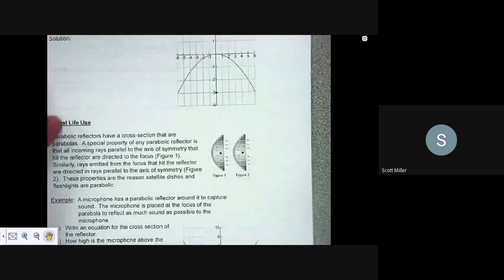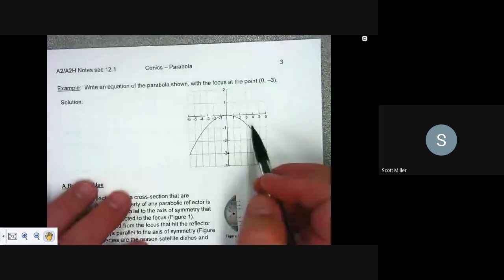Focus in a parabola does a lot of interesting things. Oh, I'm ahead of the game. Let's go down and do this example here.